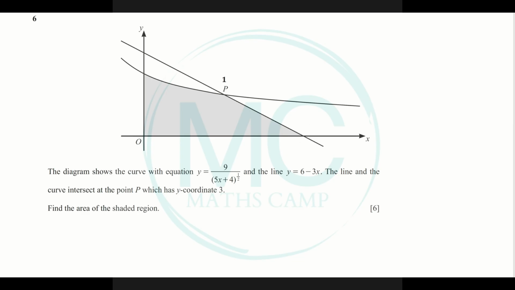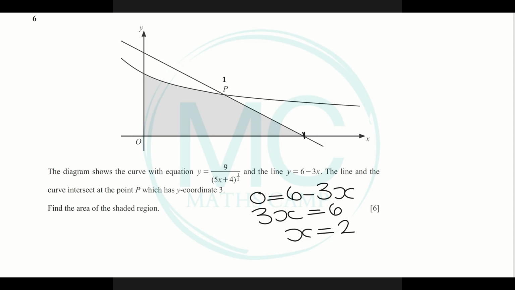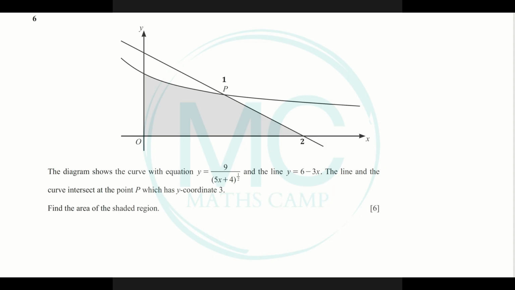Now we need to determine our second x restriction, the x-intercept of the straight line. At the x-intercept, y is 0. So we can say 0 is equal to 6 minus 3x, which means that 3x is equal to 6. Divide by 3 on both sides, so x is equal to 2. This is our other x restriction. Now we can make some space.